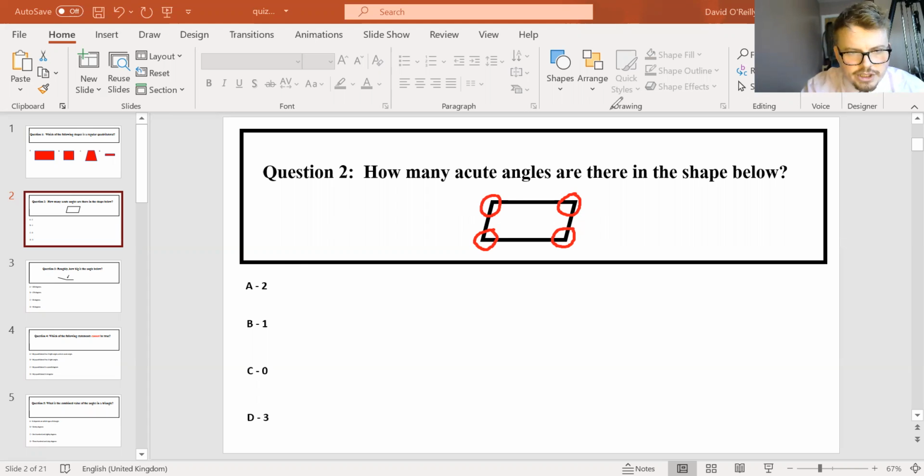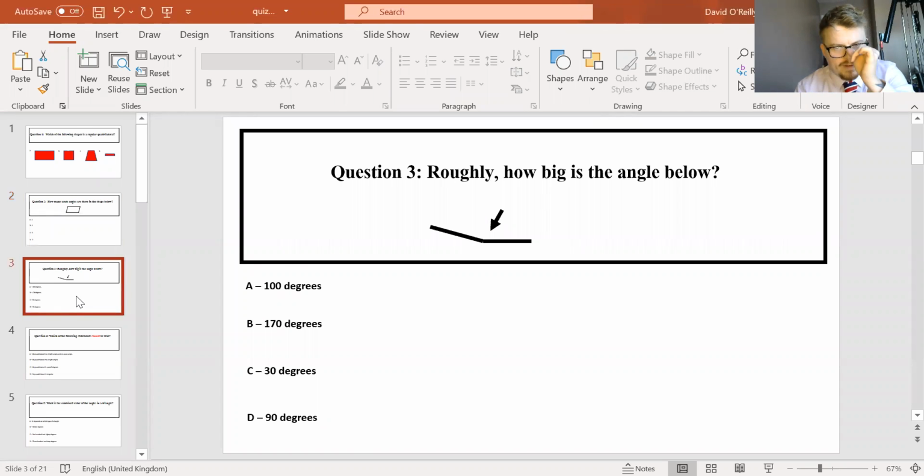Right, next question. Roughly, how big is the angle below? No human in the world could look at that angle and say exactly how big it is. No one, okay? You might be able to make a good guess, and that's all we need to do here: pick the answer which is most likely. If that is too difficult, you could rule out the ones that you know it definitely isn't. We know it's not 90 degrees, because it looks nothing like 90 degrees. It's not a right angle, is it? It's not 30 degrees because 30 degrees is less than 90 degrees, and that angle above is clearly a lot more than 90 degrees.